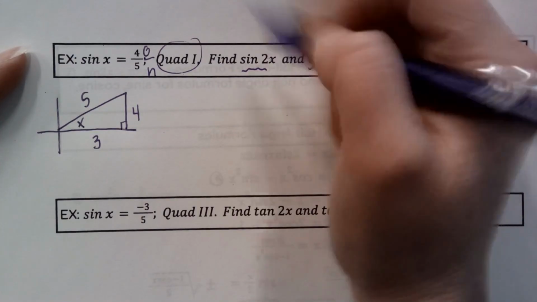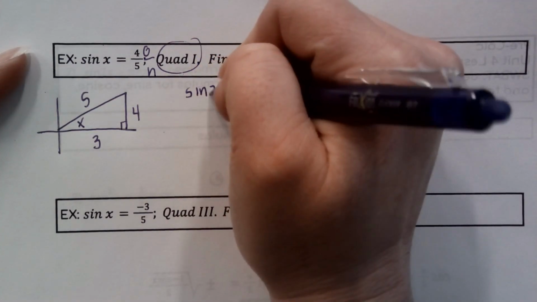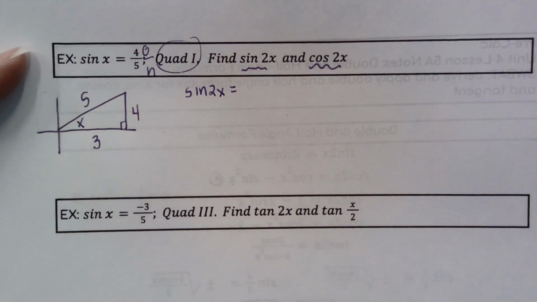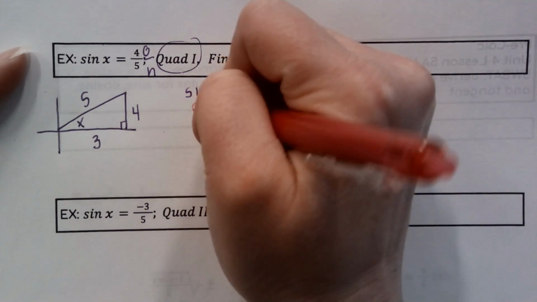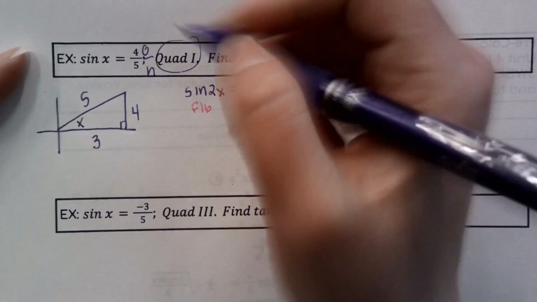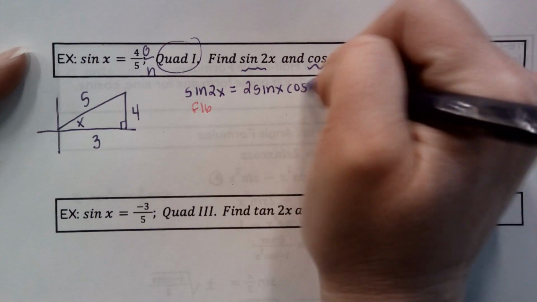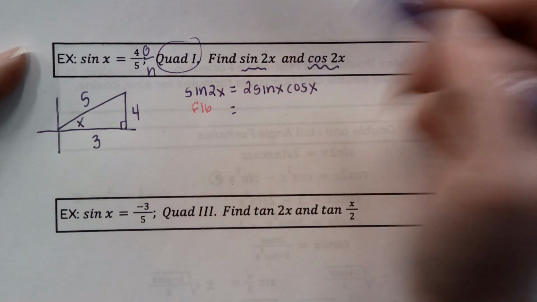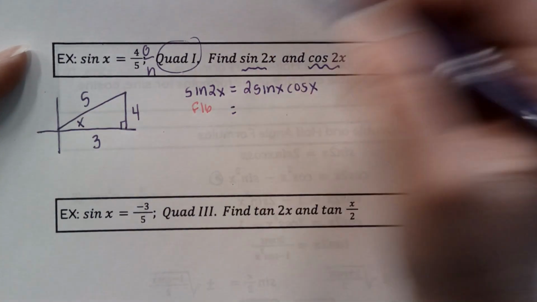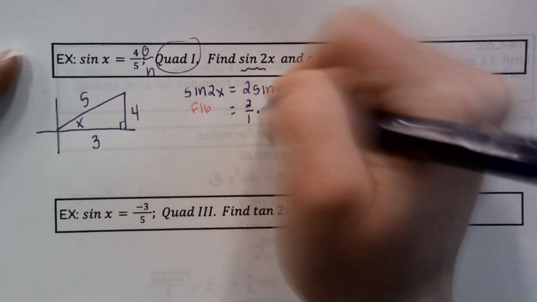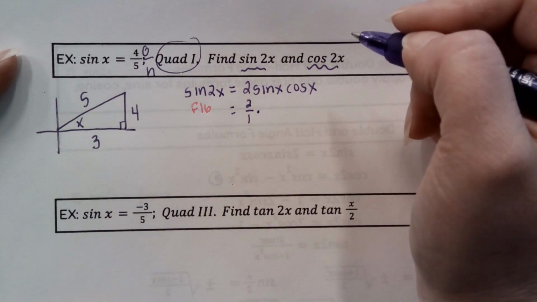Sine 2x, if I look at my formula sheet, this is formula number 16. Formula number 16. I like to call this plug and chug. I'm going to write out the formula: 2 sine x cosine x. And I'll plug in the values. I know sine x and cosine x are going to be fractions, so I'm going to write this 2 over 1, so it's also a fraction. That way all my numerators and denominators line up.